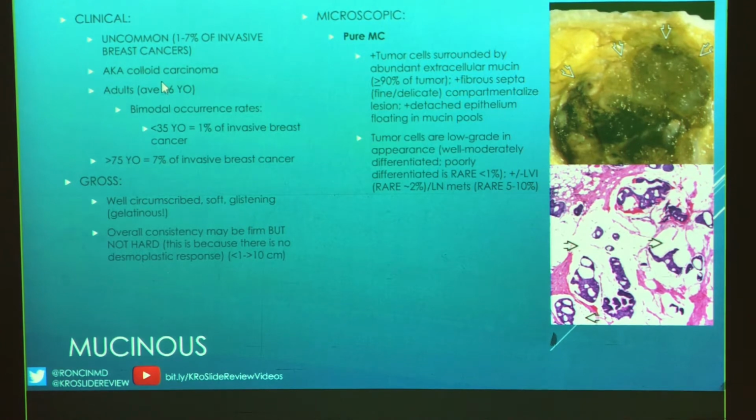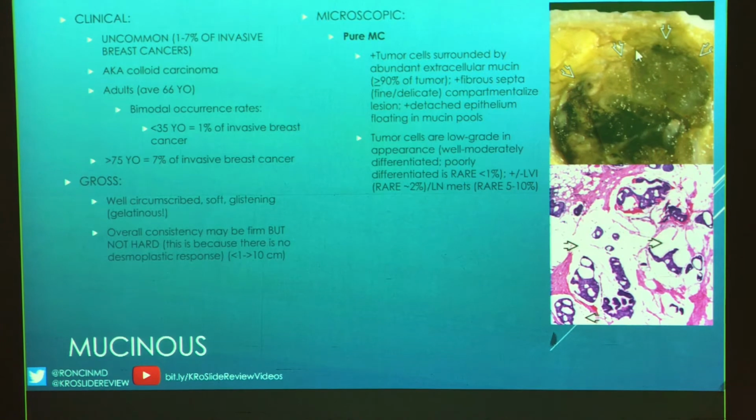These tend to be in slightly older patients, and we can see them in very young patients too. So when they're under 35 years old, that's going to be 1% of invasive breast cancer. And if they're older than 75 years old, then that's going to be 7% of invasive breast cancer. So 7%, that's a significant chunk of it. So always keep this in mind.